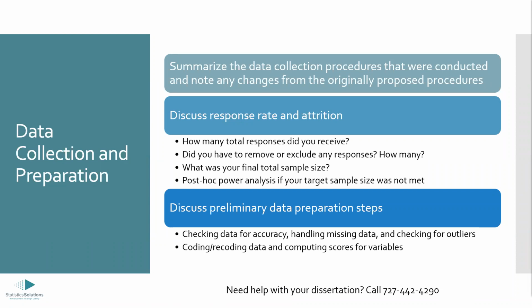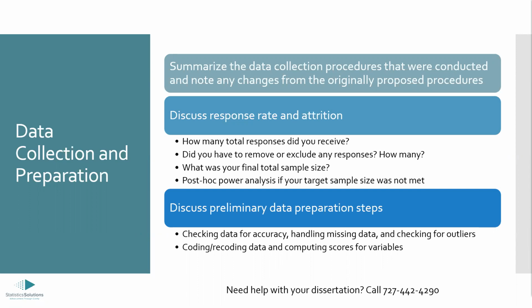And in addition to how the data were collected, you will want to discuss the response rate and attrition for your study. So for instance, some things that you might want to cover would be how many total responses did you receive? Did you have to remove or exclude responses? And if so, how many? And what was your criteria for excluding responses? You'll want to explain all of the attrition in your study and how you excluded responses, and what your final total sample size was after all of those exclusions.